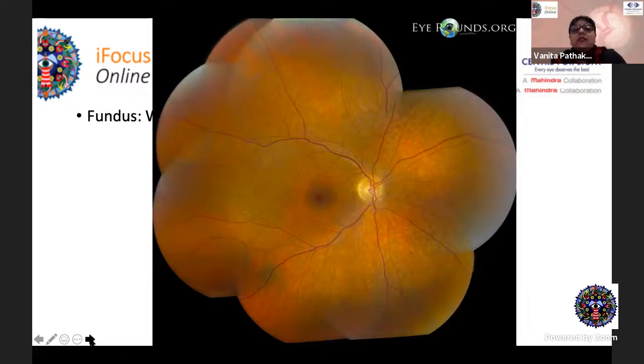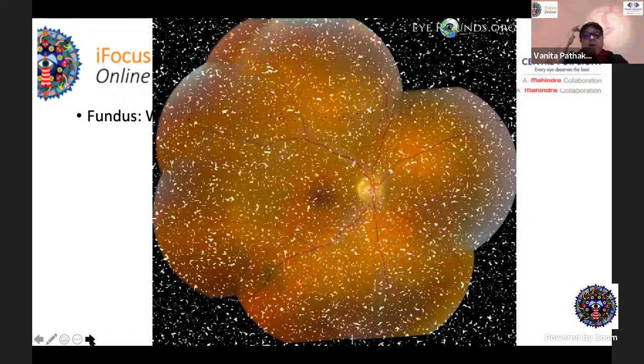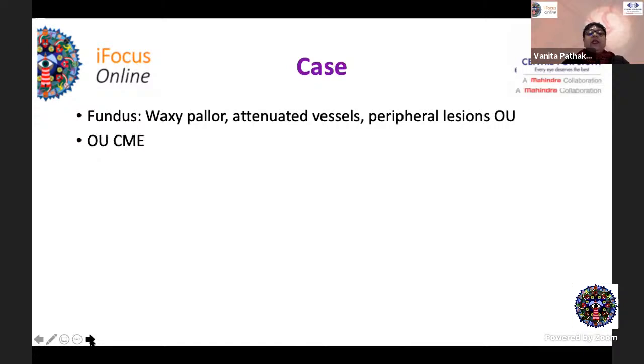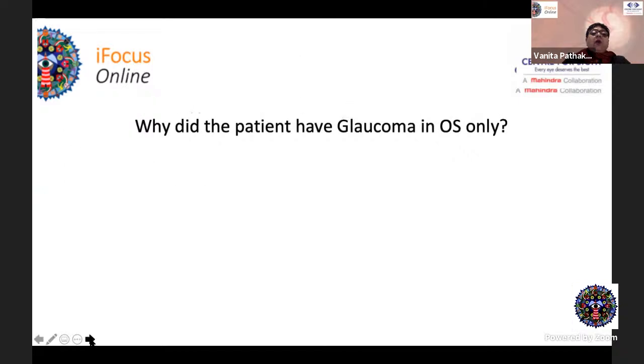Basically, this is pigment without pigment. So, RP sine pigmento. He also had CME related to RP, and so it wasn't actually intermediate uveitis. The diagnosis was RP sine pigmento with CME. Now, why did the patient have glaucoma in the left eye only?